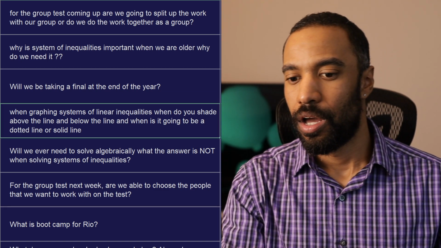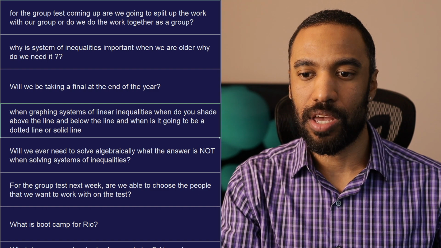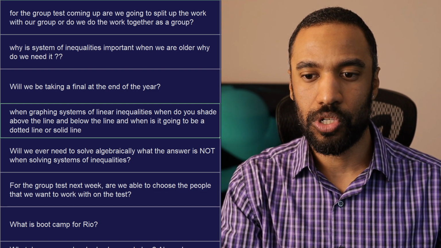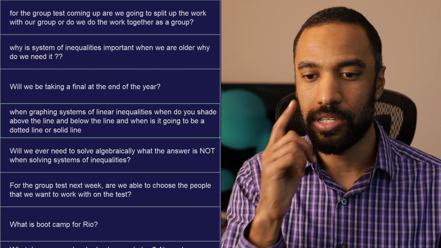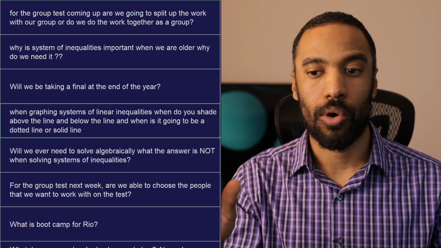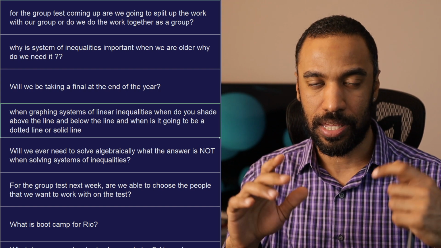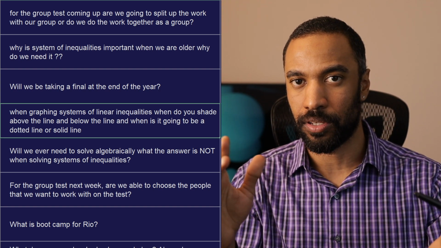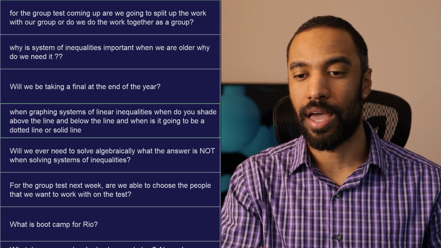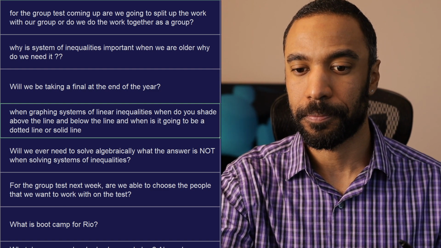Okay, when graphing systems of linear inequalities, when do you shade above the line and below the line, and when is it going to be a dotted or solid line? So I've covered this answer. I'll find the timestamps for you to see the answers to that question very specifically. So I am going to move on, because I've answered everything within there.